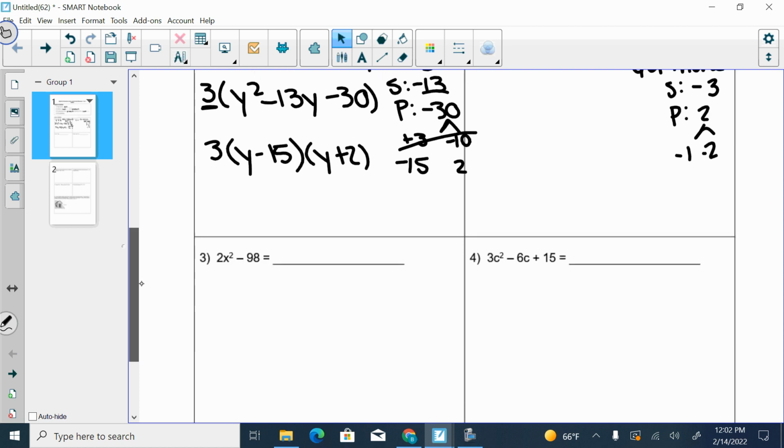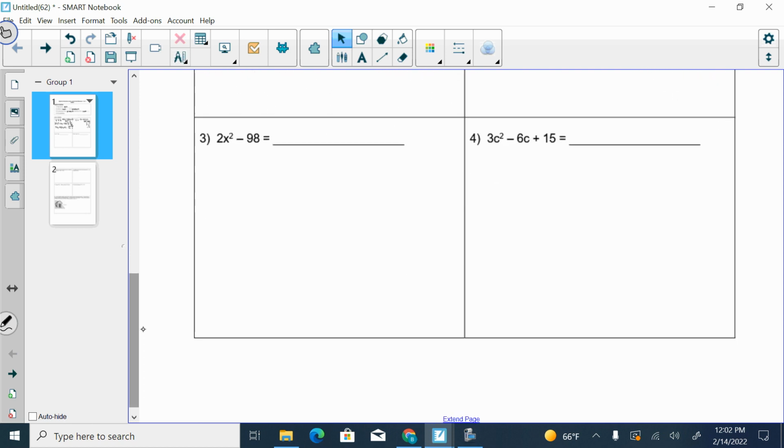Okay. Number 3. Any GCF on number 3? 2. Good. Okay, so we divide by 2. When I divide those two terms by 2, what do we end up left with?